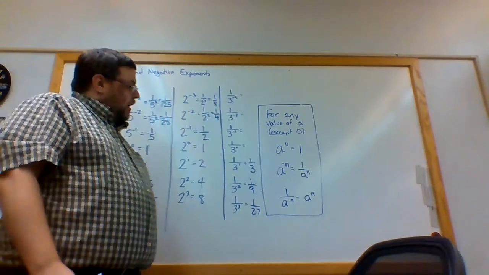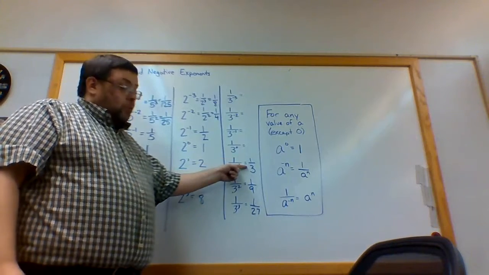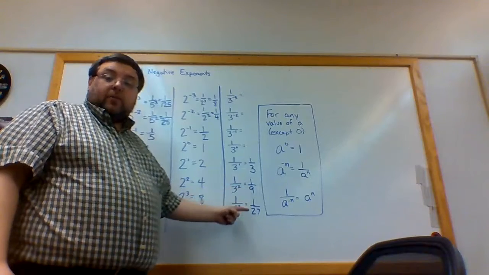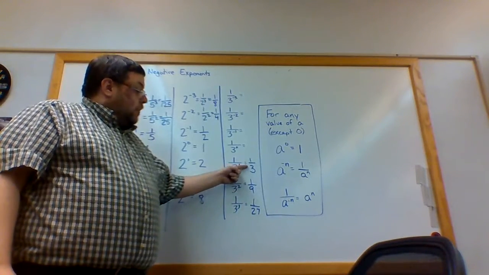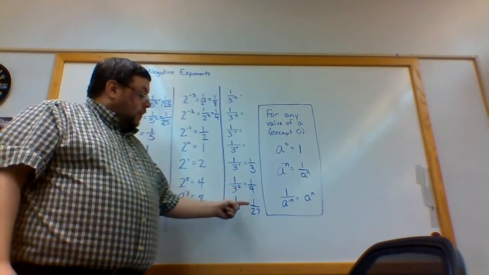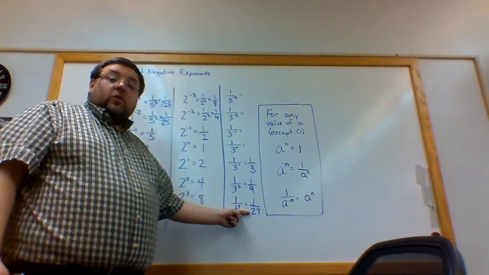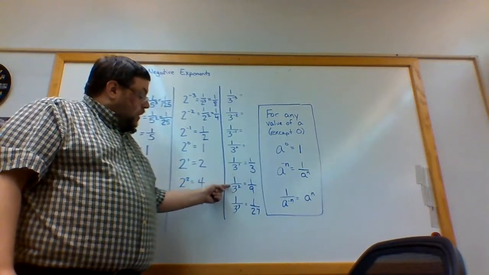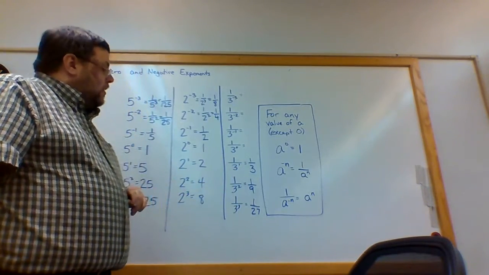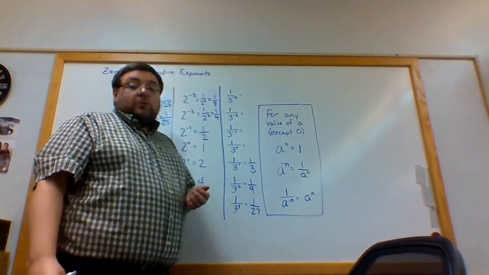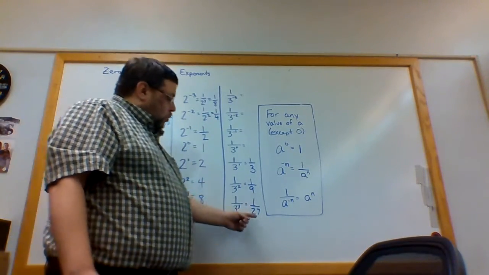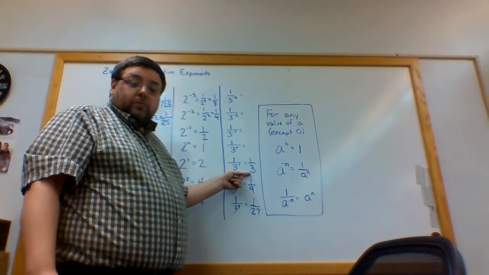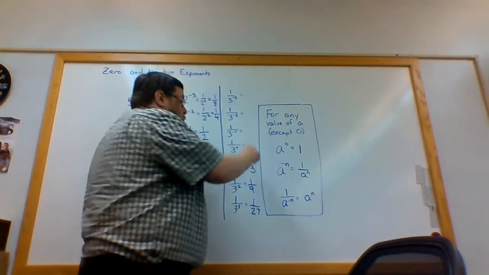Now this one's a little different from the other ones, because the other ones, as I moved up, were multiplying by 3. This one, as I move up, is actually dividing by 3. 1/3 divided by 3 is 1/9. 1/9 divided by 3 is 1/27. So if I want to move backwards, I have to multiply by 3. Since these 3s were in the denominator, they were already division, so if I want to go the other direction, I have to multiply instead. So 1/27 times 3 is 1/9. 1/9 times 3 is 1/3. 1/3 times 3 is 1.